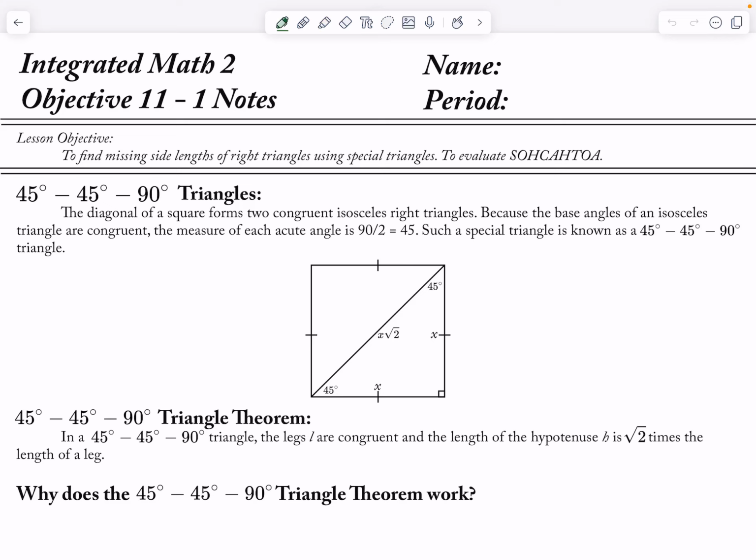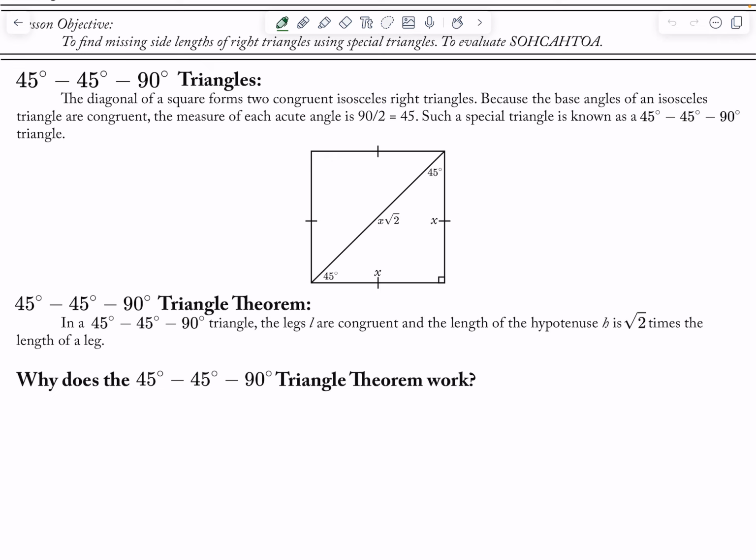Okay, so let's go ahead and take a look at this objective. This objective has a few things in there. It's got 45, 45, 90 triangles. It has 30, 60, 90 triangles. And it has sine, cosine, and tangent.